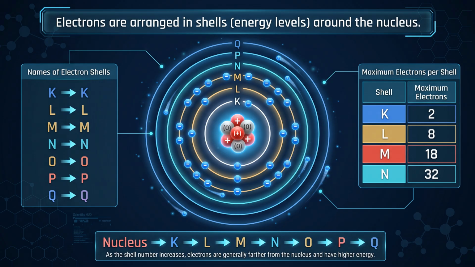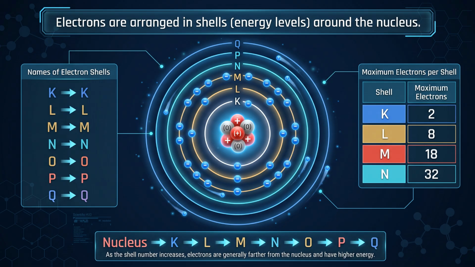Understanding electron shells is essential because they explain many important chemical concepts, including electron configuration, valence electrons, chemical bonding, ion formation, periodic trends, atomic size, ionization energy, and chemical reactivity. Nearly every topic in chemistry builds upon the arrangement of electrons within these energy levels. A simple way to remember this concept is to think of the nucleus as the center of a building and the electron shells as different floors.